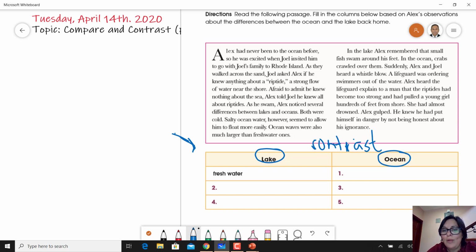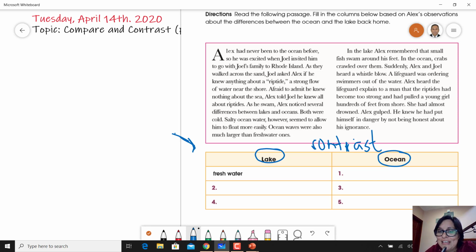And you already have number one. In the lake, it says that you have fresh water. Fresh water is water that is not with salt. Okay? So in the ocean, how is the water? Remember that you have to contrast. So if in the lake you have fresh water, in the ocean you have? Okay, answer by yourself. Let's continue with another one.